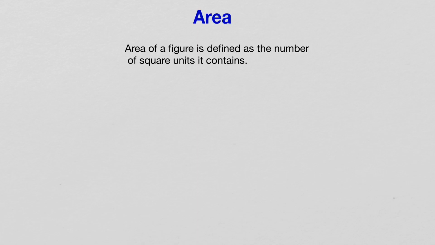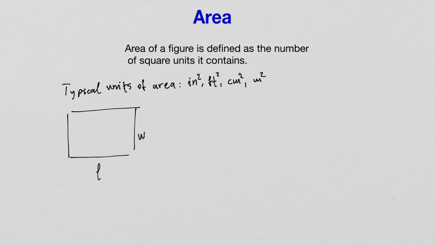Now let's look at a physical quantity whose unit is derived from the unit of length. And so this physical quantity is the area. The area of a figure is defined as the number of square units that it contains. Typical units of area are square inches, square feet, square centimeters, square meters, or meters squared. Then the question is, how do we calculate the area of a figure? So for simplicity, we are going to consider only nice shapes, such as rectangles and circles. However, this idea can be applied for more complex shapes.